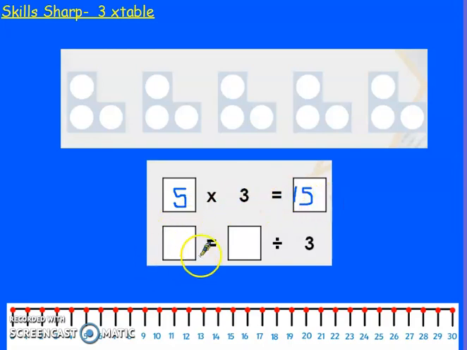Could we write this starting with the answer? Something equals something divided by 3. Okay, so if we're going to do 15 divided by 3, what will the answer be? How many 3s go into 15? The picture shows us 1, 2, 3, 4, 5. 5 3s go into 15. So 15 divided by 3 equals 5. Well done, Year 3. Let's move on.